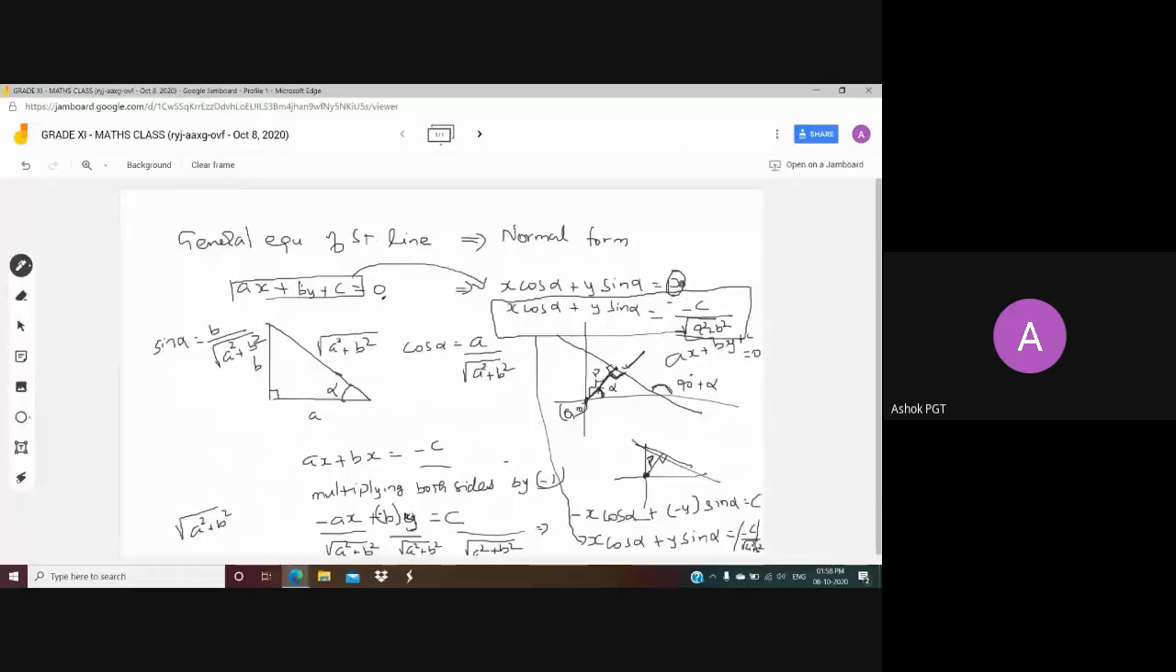So here, if you compare both these equations, you can say that P is equal to minus C divided by root over of A square plus B square. Here P is the distance from origin to the straight line. Hence distance should be positive, so we are taking the modulus sign. Are you clear, students? Yes, sir.